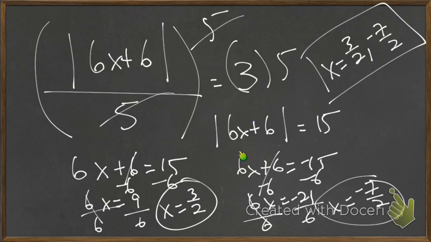If I slap a 3 halves in here, the 2 and 6 cross simplify, right? And I get a 9 plus 6 is 15, and the absolute value of 15 is 15. Okay, let's do a negative 7 halves. The 2 and 6 cancel. I get a 3 times negative 7. It's negative 21. Negative 21 plus 6 is negative 15. And the absolute value of negative 15 is? 15.